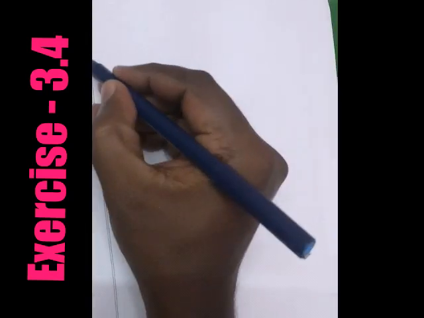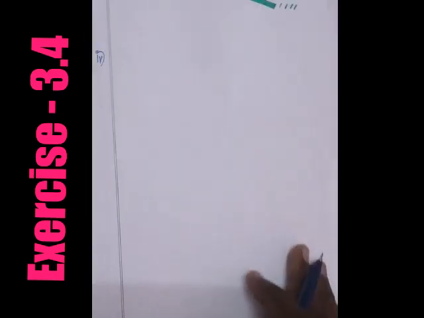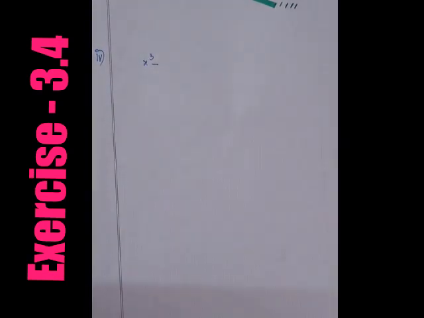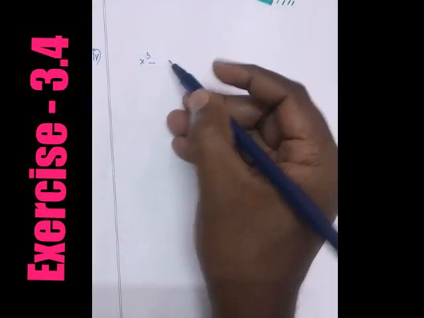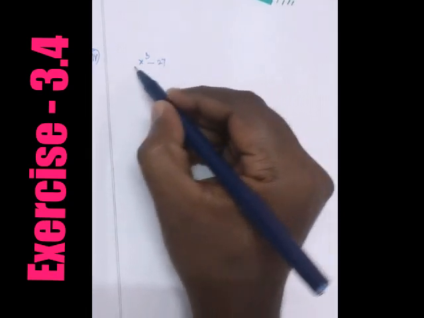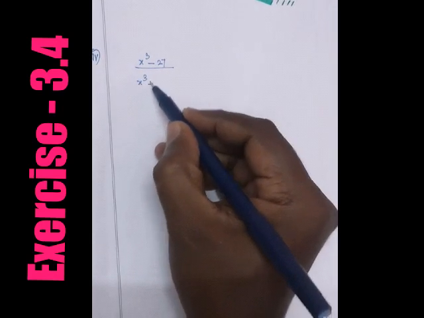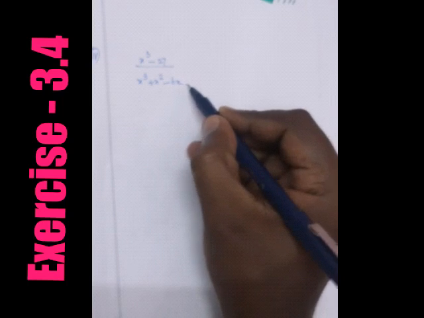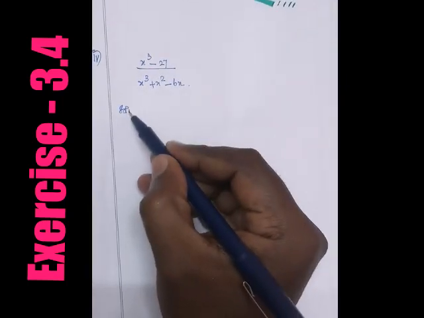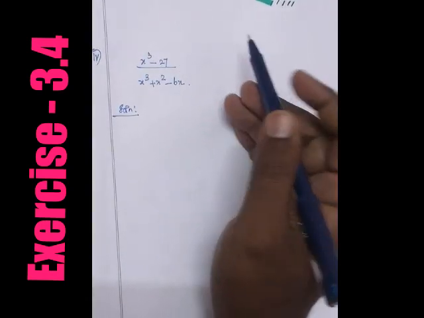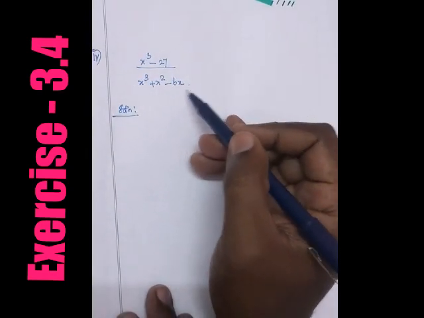Question, subdivision number 4. The question is x cube minus 27 divided by x cube plus x square minus 6x. Solution: x cube minus 27 divided by x cube plus x square minus 6x.